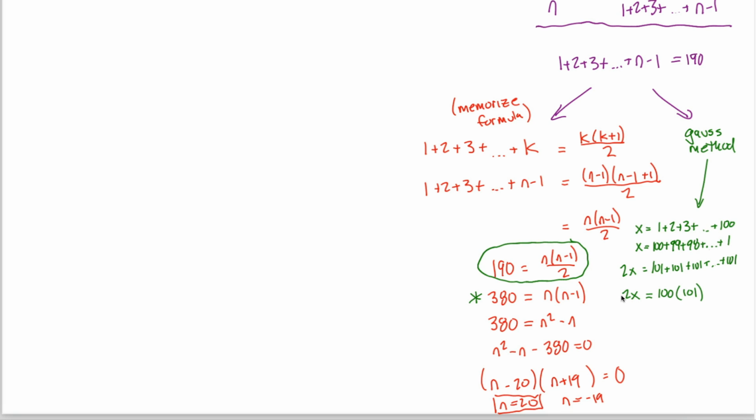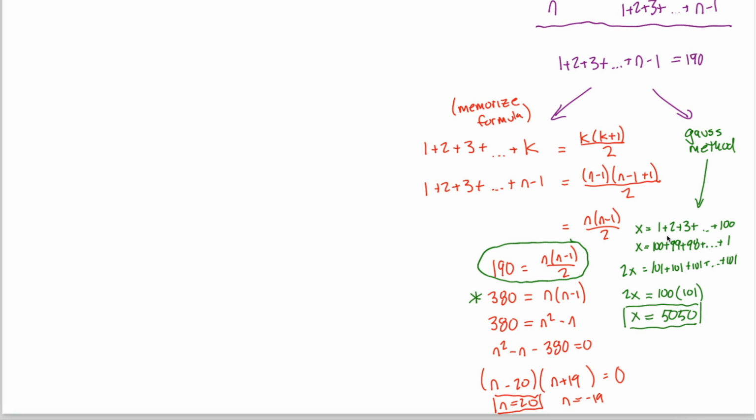You can either multiply by 100 and then divide by 2, or divide by 2 first to make this 50 times 101, because 50 times 101 is pretty easy to do. 50 hundreds is 5,000 and 50 ones is 50. So we get that this sum is equal to 5,050.